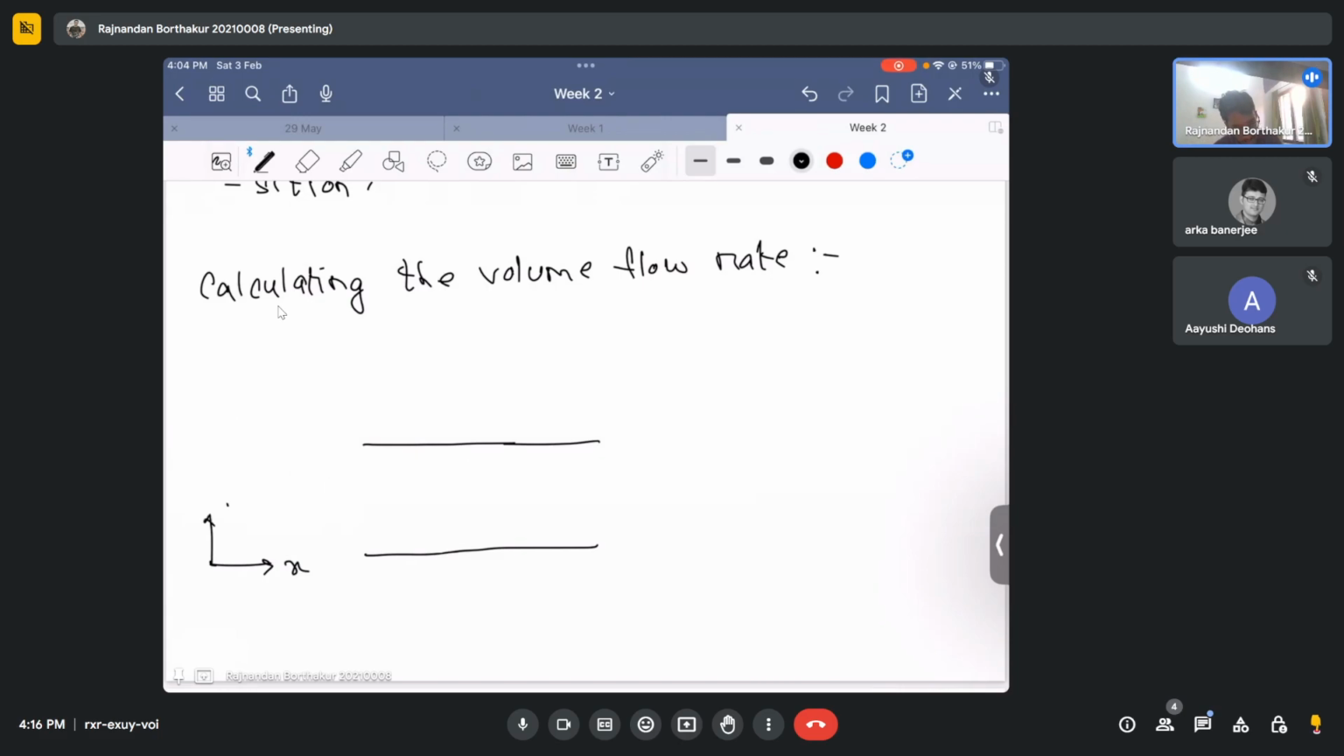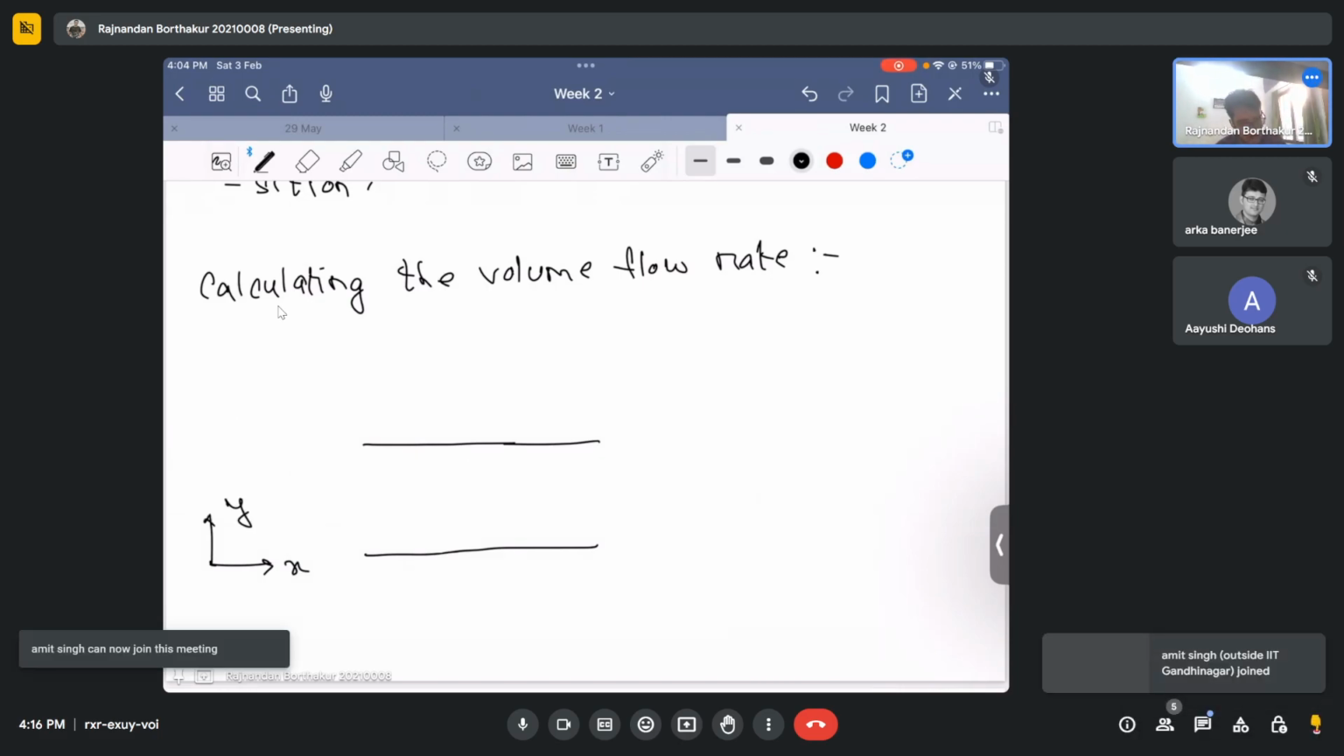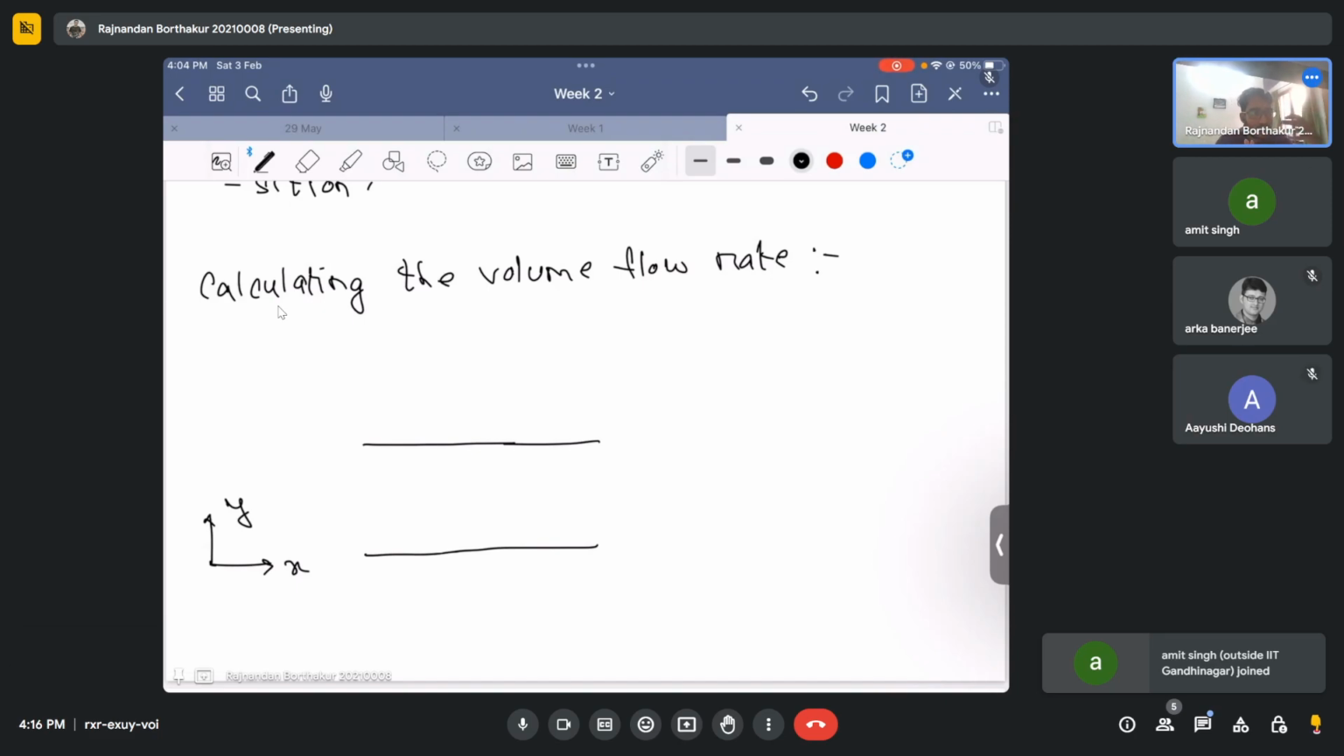Does anyone have any idea? Given we know the velocity field now. So again, given we know how the velocity field looks like, can you tell me how do we calculate the volume flow rate? Integral u dA into width. Exactly. So what she said is, these are the plates. The lower plate is of course fixed. The upper plate is moving with some u naught.